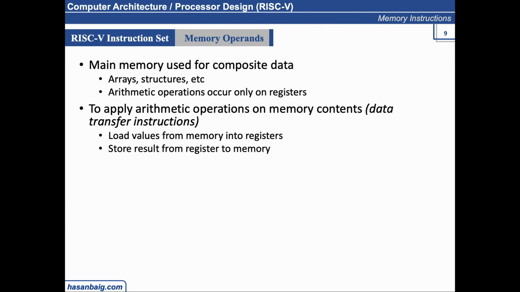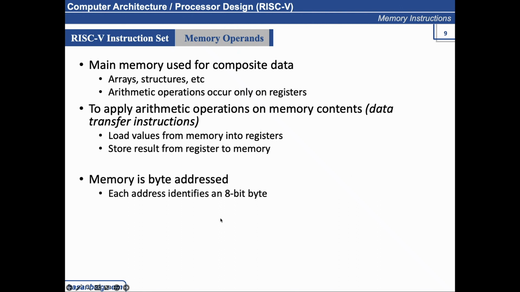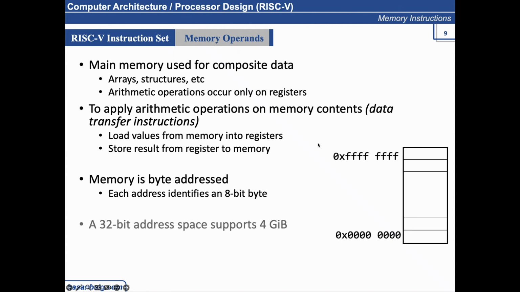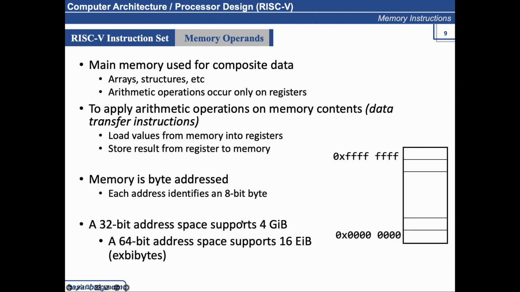Okay? So memory is byte addressed. Each address identifies an 8-bit byte, and as I mentioned, a 32-bit address space corresponds to 4 GB, while the 64-bit address space corresponds to 16 exabytes. We are not talking about 64-bit, so our discussion will be restricted to the 32-bit address space.